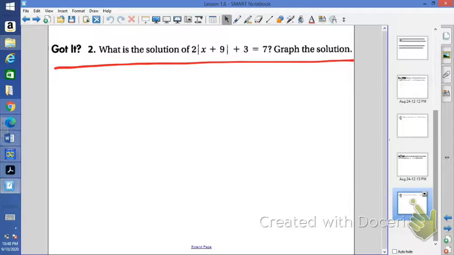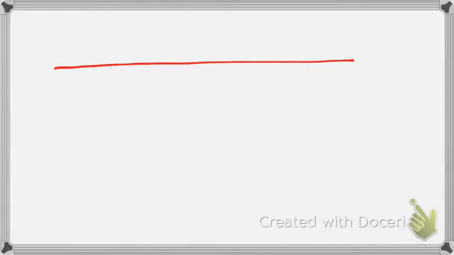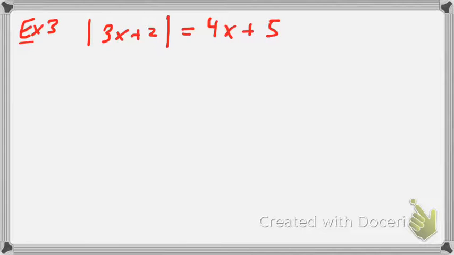What I want to do right now is I want to add a problem. Alright, so find some space, and let's write this down. The absolute value of 3x plus 2 equaling 4x plus 5. Alright, so let's just make this example 3.